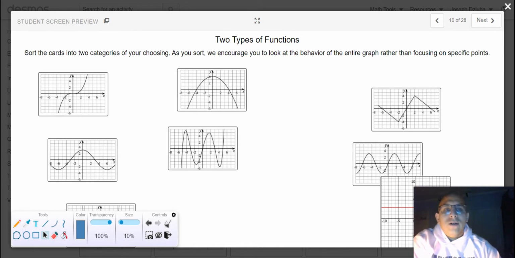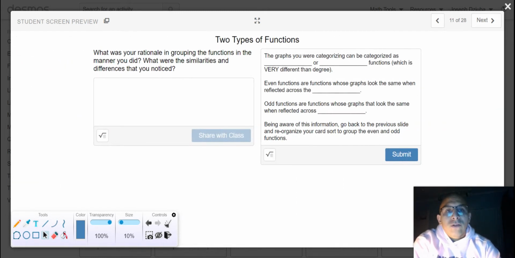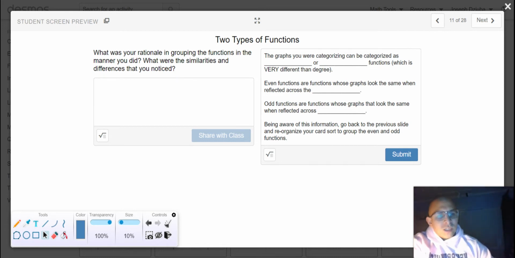So on this slide here, I would like for all of you to simply organize the graphs in any way you see fit, focusing on graphs displaying similar tendencies. As you sort, we encourage you to look at the behavior of the entire graph rather than focusing on specific points. After you do that, I'd like for you to describe your rationale in grouping the functions in the manner you did. What were the similarities and differences that you noticed, and how did they play into your schema?